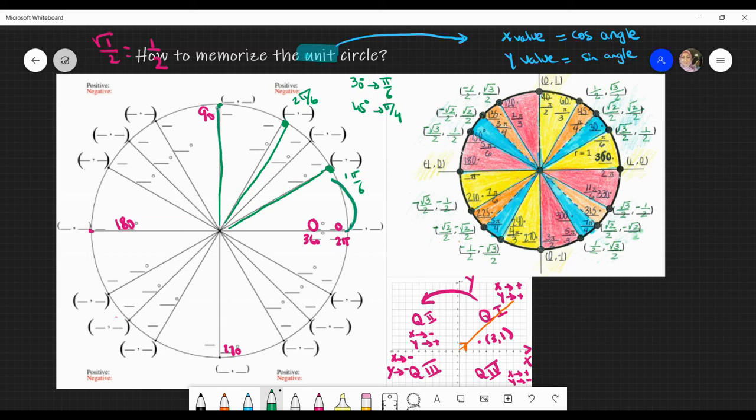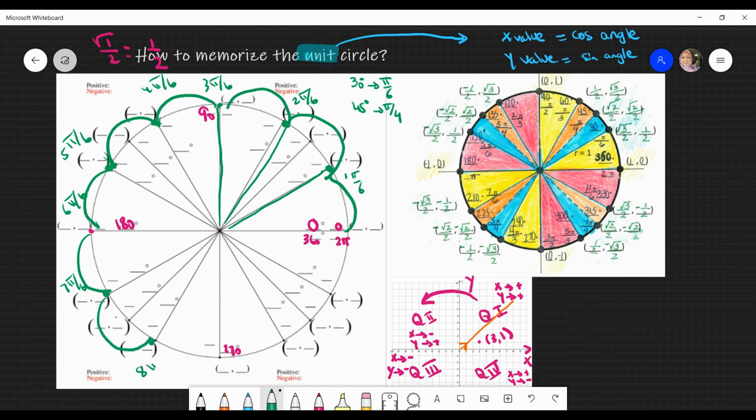So look at this. 1 pi over 6, 2 pi over 6, 3 pi over 6, 4 pi over 6. Don't forget to skip the middle one. It follows a different pattern. 5 pi over 6, 6 pi over 6, 7 pi over 6, 8 pi over 6, 9 pi over 6, 10, skip the middle one, 11, and 12. The only thing you need to do in this case is go back and simplify.